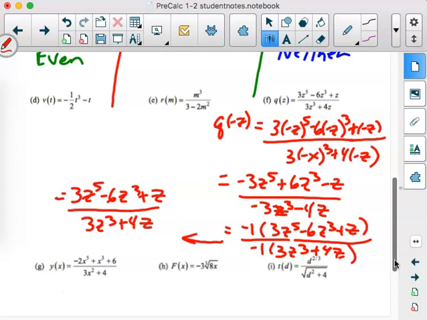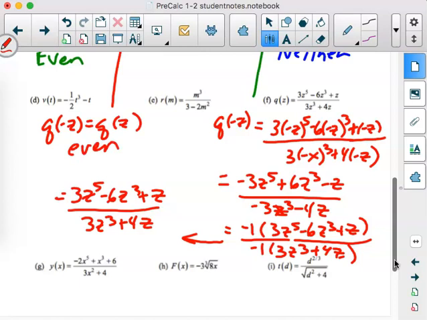Wait a minute. Is this a deja vu moment, or is that what we started with? That's what we started with, isn't it? So what is this one? It's even. Q of negative z equals Q of z, so it's even.